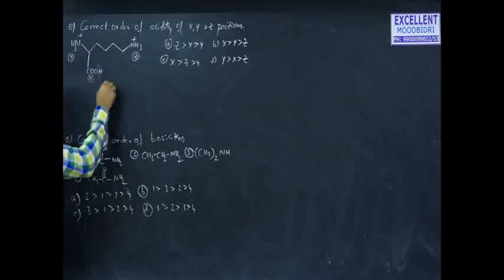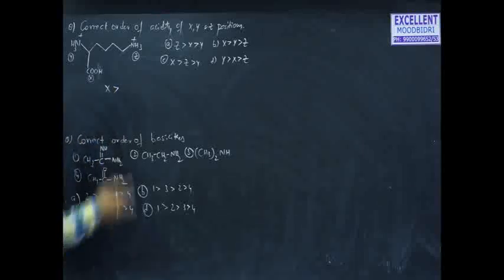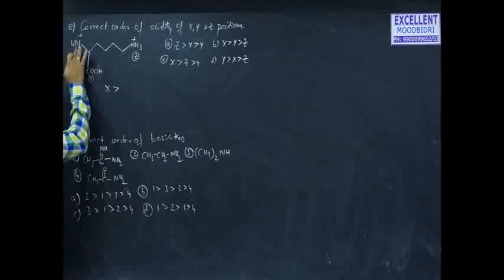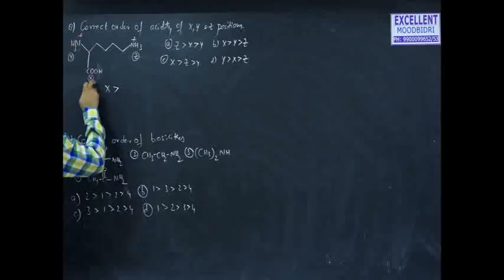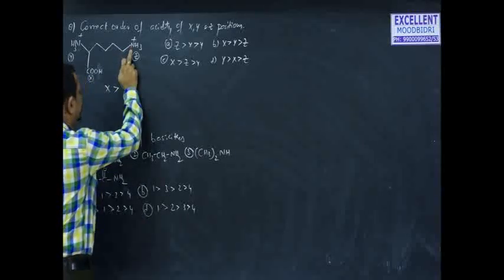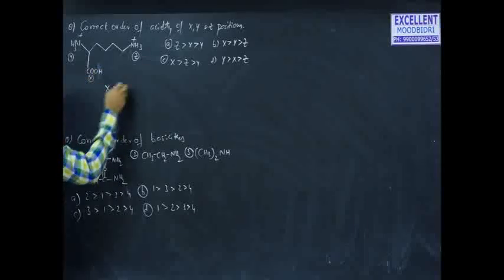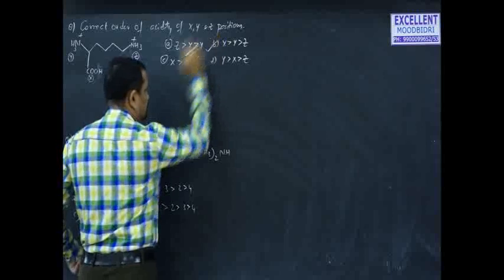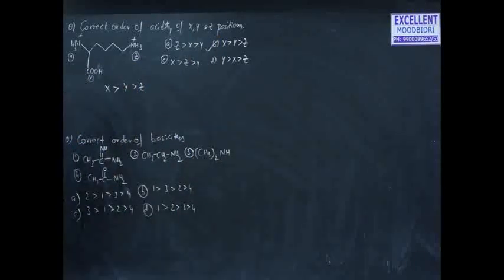So X is greater. Then when it comes to Y and Z, when NH3 plus donates a proton, it becomes NH2, which is stabilized by the presence of an electron withdrawing group, whereas such stability is not possible for NH3 plus. So among X, Y, Z, X is greater than Y, which is greater than Z. So which option is it? Second option. Now, the next question: the correct order of basicities of the given molecules.